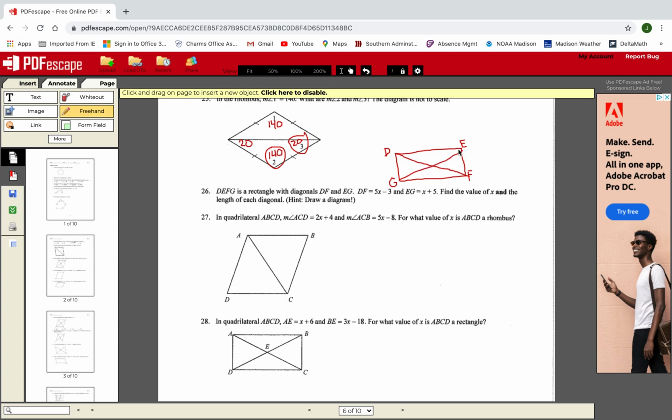All right, and it tells me that DF is 5x minus 3 and EG is x plus 5. Find the value of x and the length of each diagonal. So we're working under the concept here that the diagonals of a rectangle are congruent. What that means is that 5x minus 3 equals x plus 5. So I'm going to subtract x from both sides.